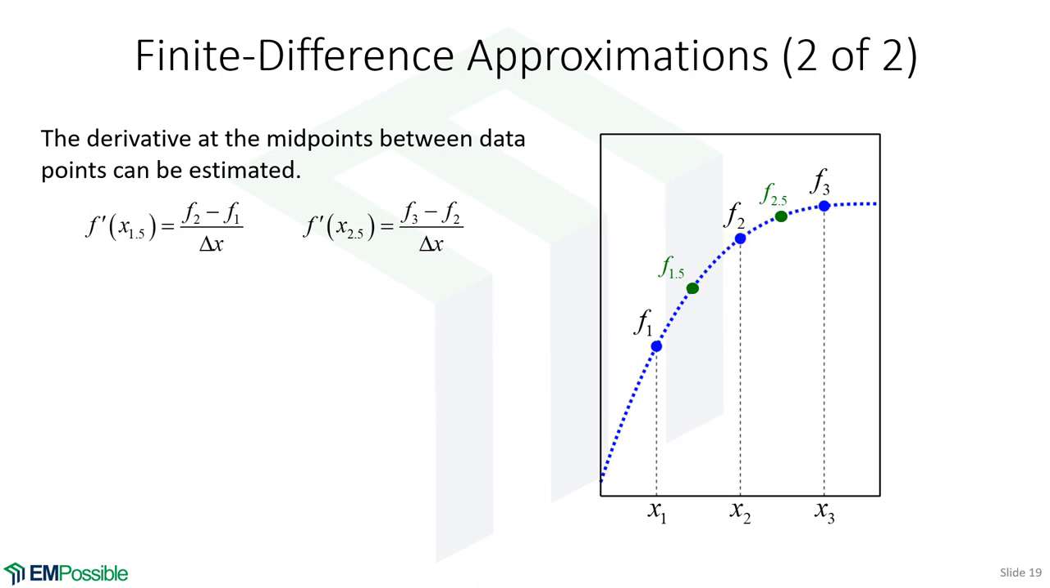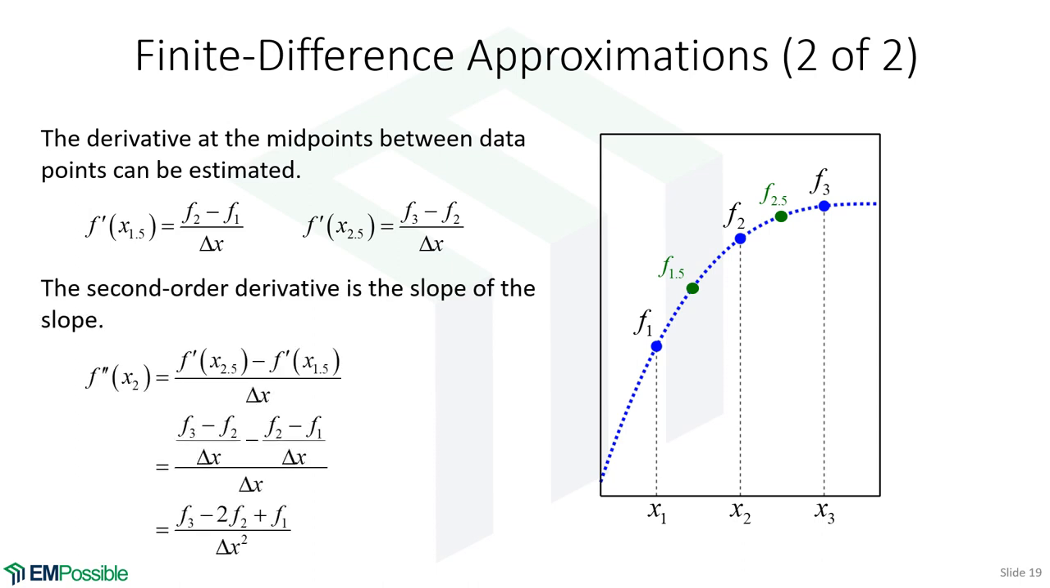And so the second order derivative is the slope of the slope. So what I've done now is calculate the slope on either side of F2. And so if we calculate the slope of the slope at the midpoint between these two, we'll actually have the second order derivative at F2. So let's go ahead and do that. The second order derivative is the slope of slope. So that means if I look at the rise between the two slopes and divide by the run, I will actually get my estimate of a second order derivative.